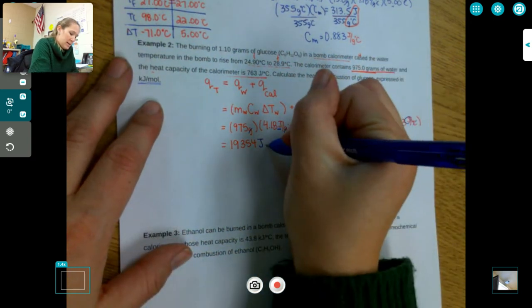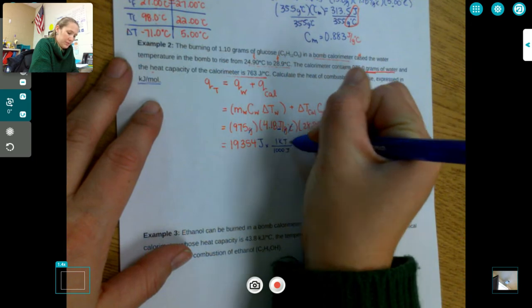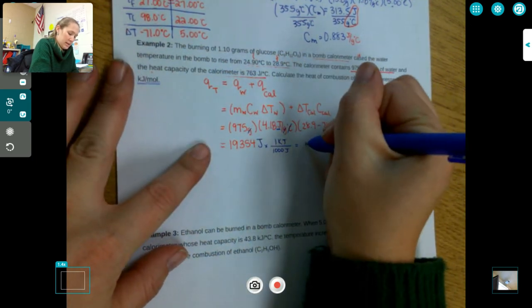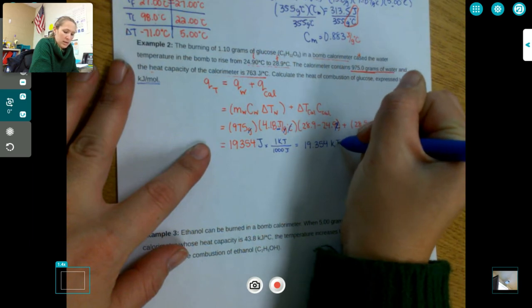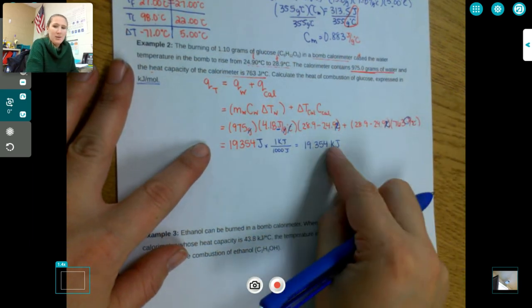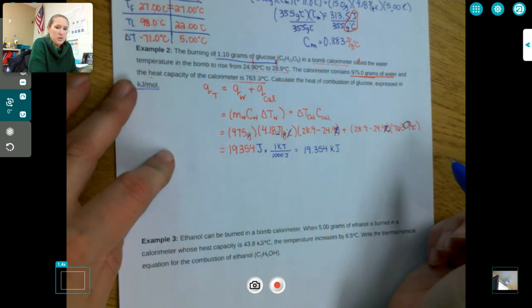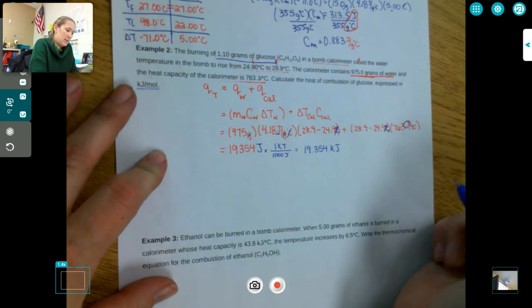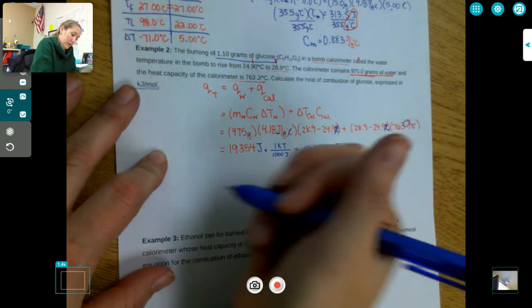So remember, there is 1,000 joules in a kilojoule. So dividing this by 1,000, I get 19.354 kilojoules. And I've combusted 1.10 grams of glucose. So I need to convert grams to moles to see how many moles made this many kilojoules.